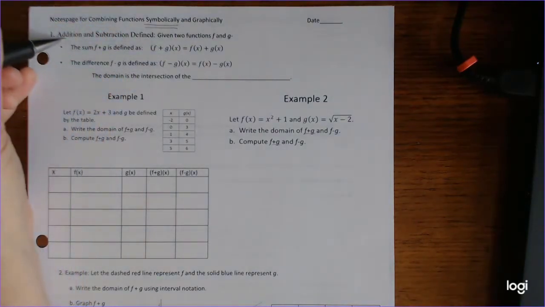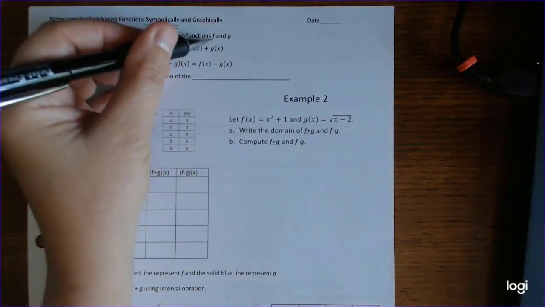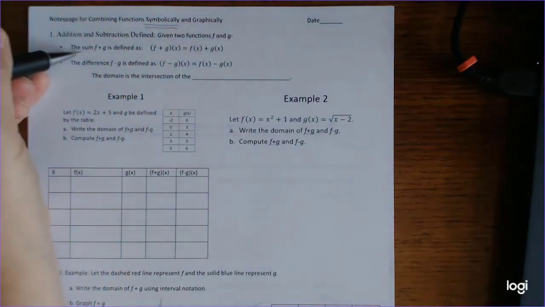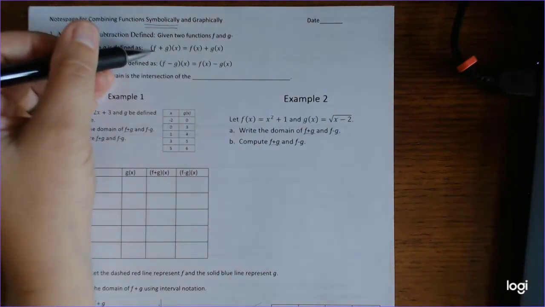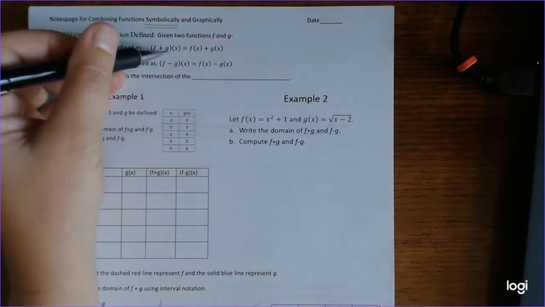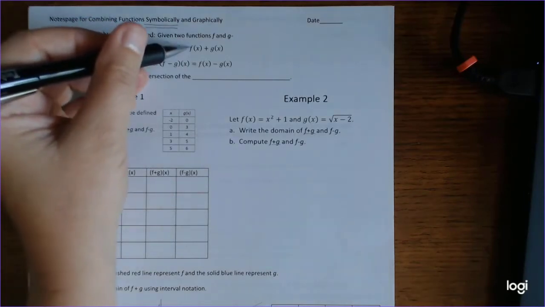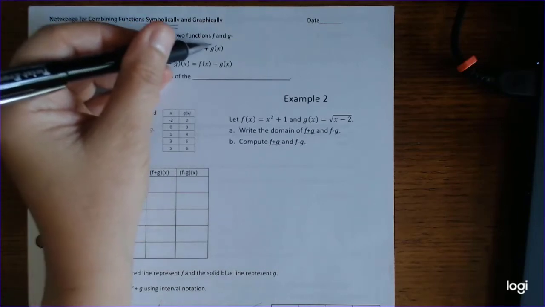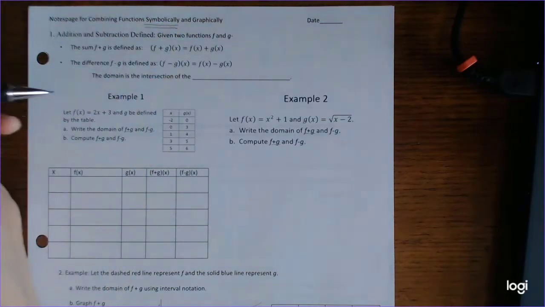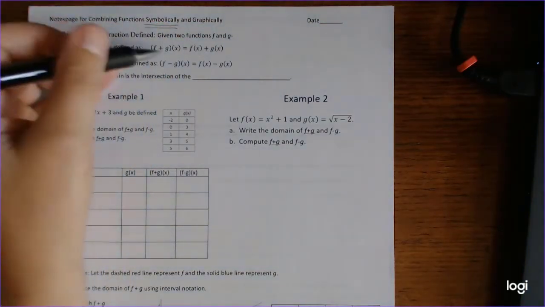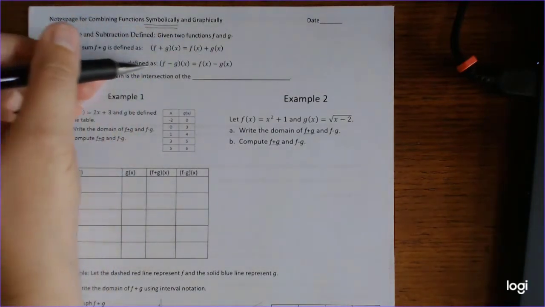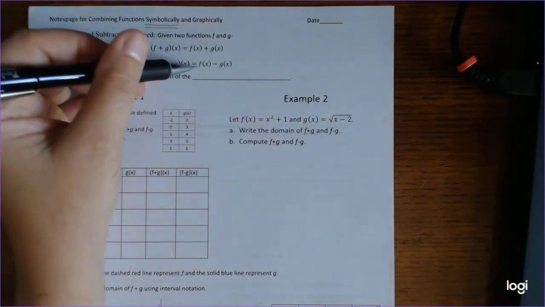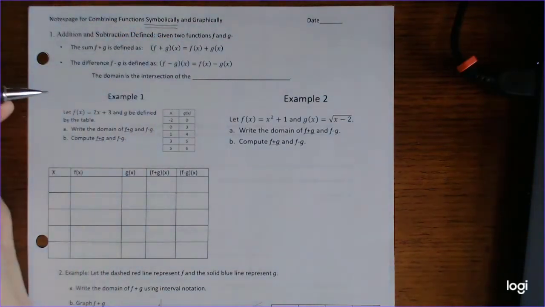Adding and subtracting. If you're given two functions, f and g, then you can add those two functions together. Symbolically, it would look like that. This just means you're adding f and g, the input is x. It's equal to finding f of x and g of x and adding them together. So this means that the difference of f and g, f minus g of x, is equal to f of x minus g of x.